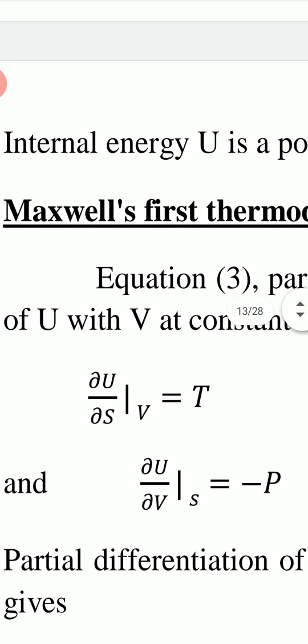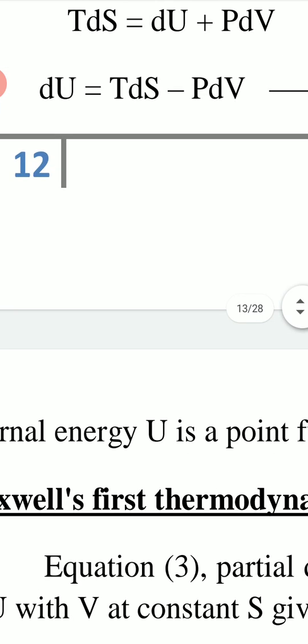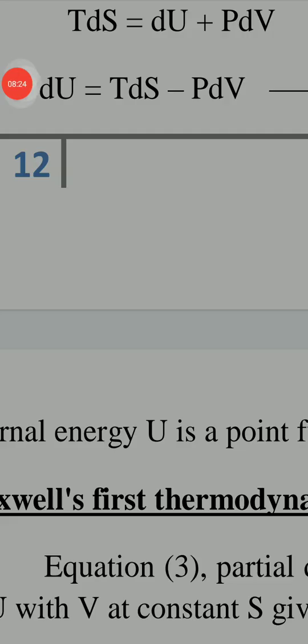Similarly, if we keep S constant, then first term will become 0, and then we have dU equal to minus PdV. Then delta U upon delta V will be equal to minus P.